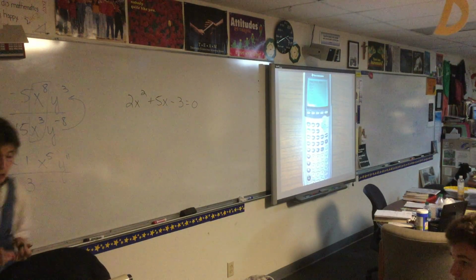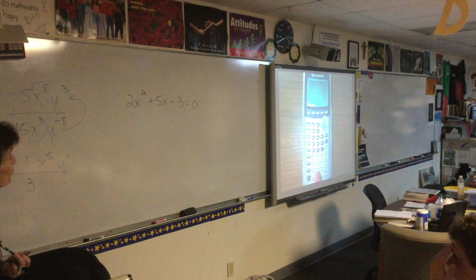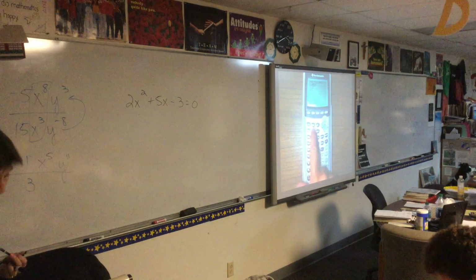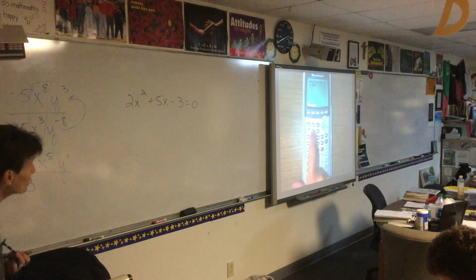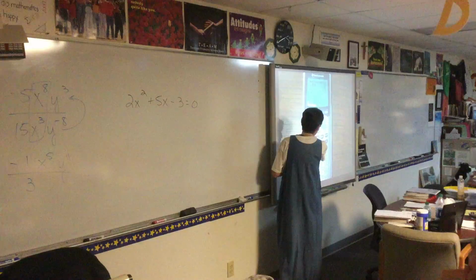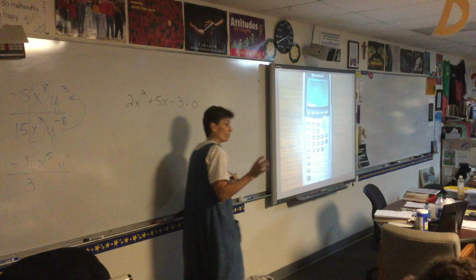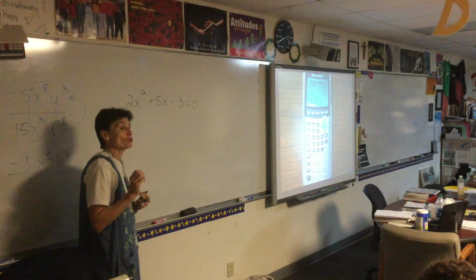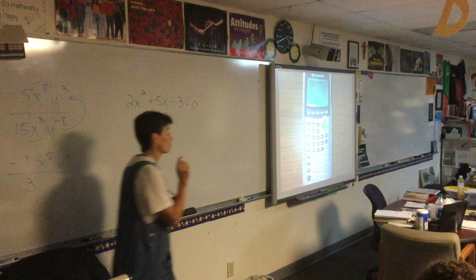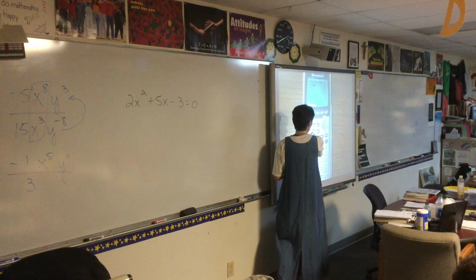Now we're going to put in 2x squared plus 5x minus 3. So 2, everybody knows what that is. We just hit 2. And then x, can you see where I'm pointing right here? You have a button on your calculator right here, and it has an x and a t and a theta, and I don't know what else on it. That is your variable button. That is the button that your variables are at. It's right here.